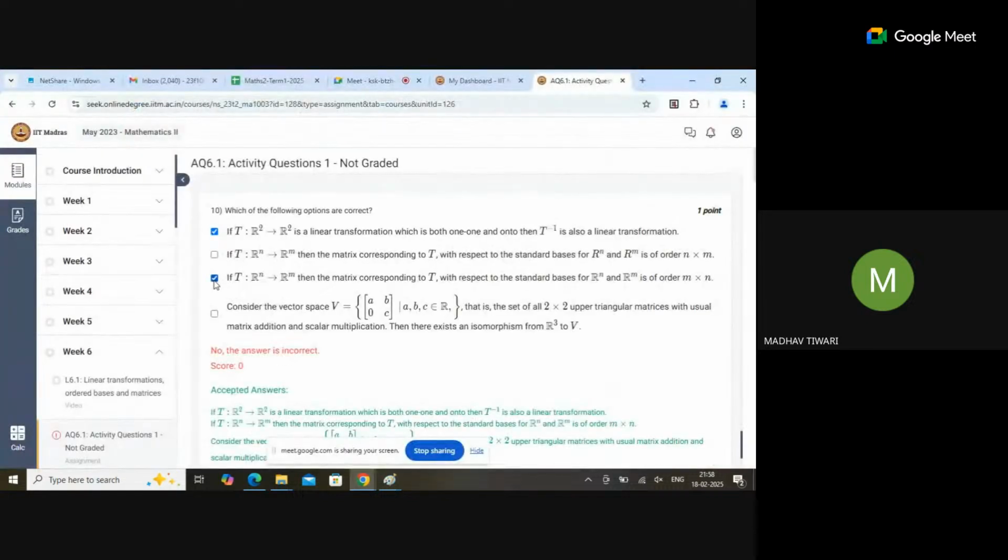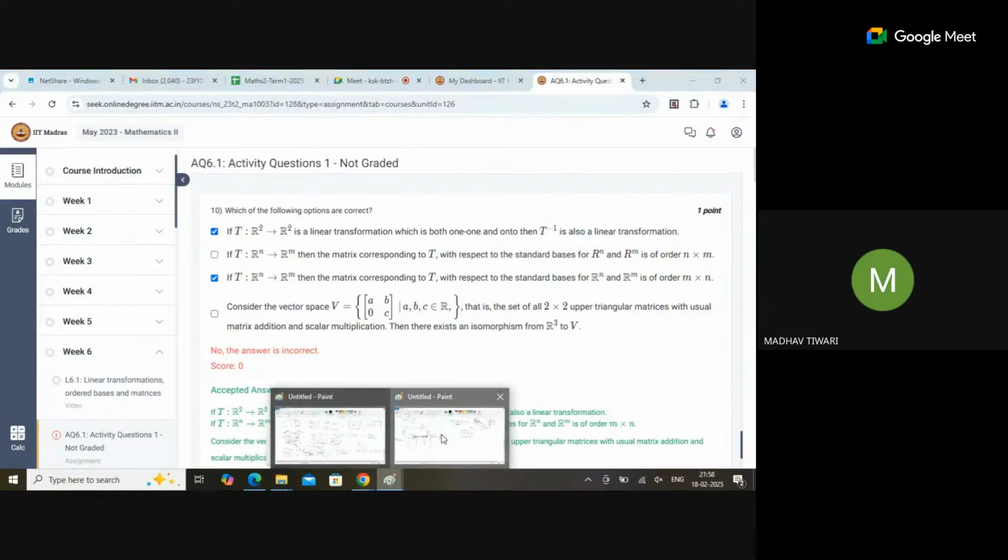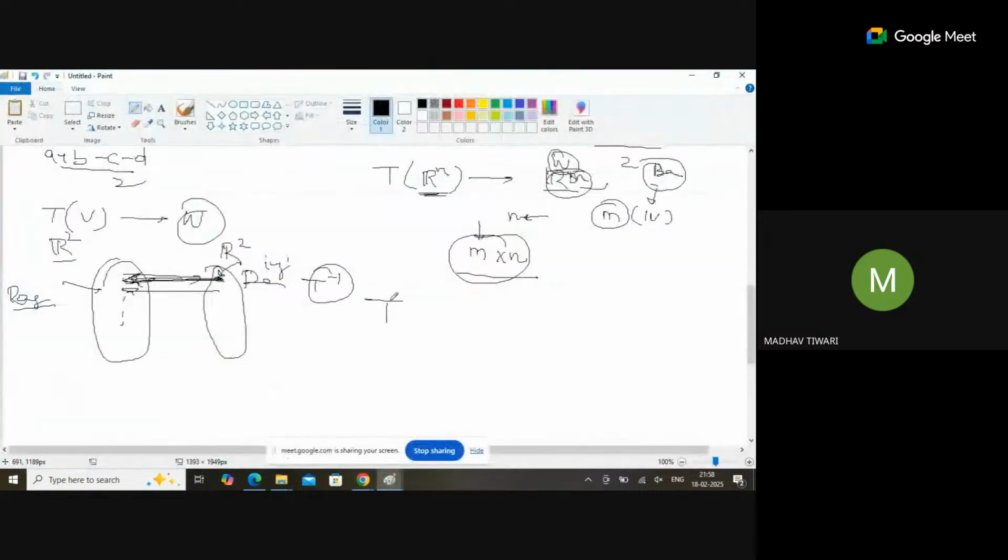Yeah, this one. Next is this. Consider a vector space V, which is the set of 2 by 2 upper triangular matrices with the usual matrix operations. Then there exists an isomorphism from R3 to V. So you have to take R3 and match it with this V. What you can do is simply think that if you have a three-dimensional vector X, Y, and Z, you can directly write its general transformation.